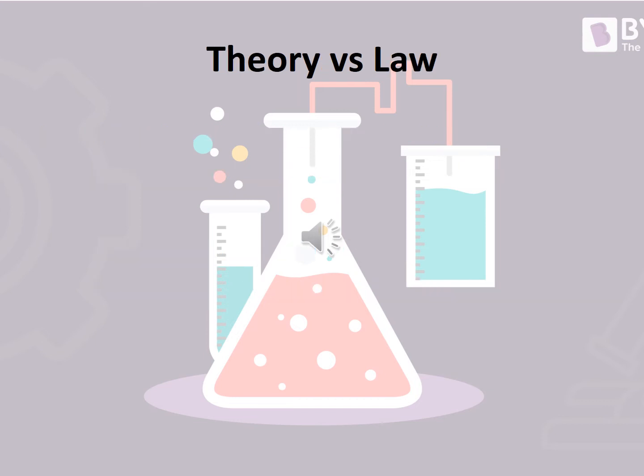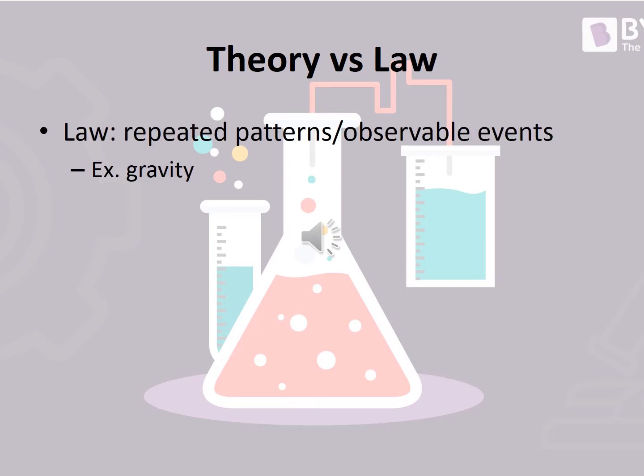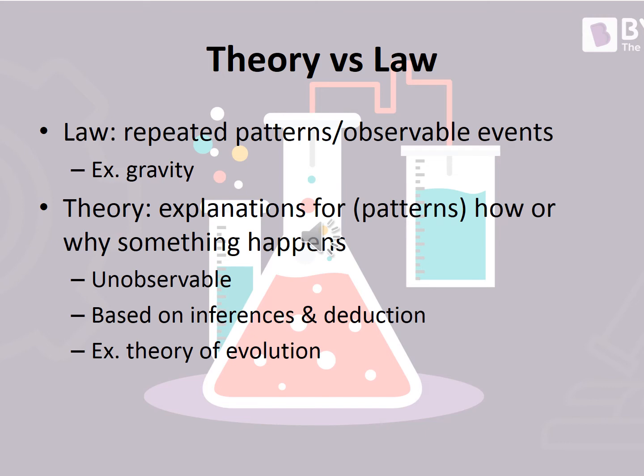Theories and laws work in a similar pattern to pattern and process. A law is a repeated pattern, observable events that happen over and over. For example, gravity tells us what exactly does happen. A theory, on the other hand, is an explanation for how or why something happens. We're actually attempting to explain why something happens. It's usually unobservable. It's based on inference and deduction, for example, the theory of evolution.